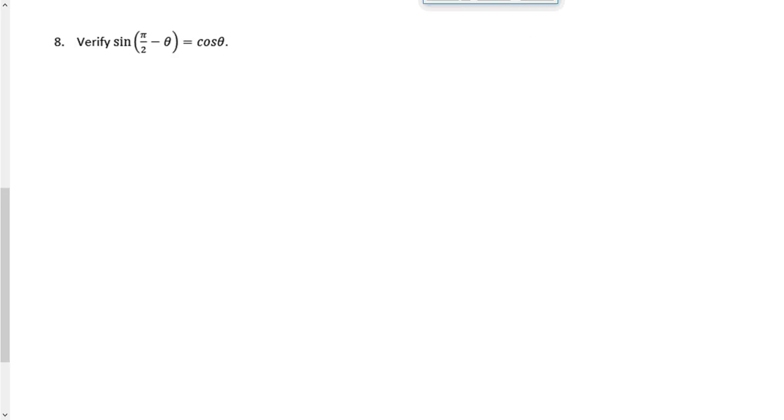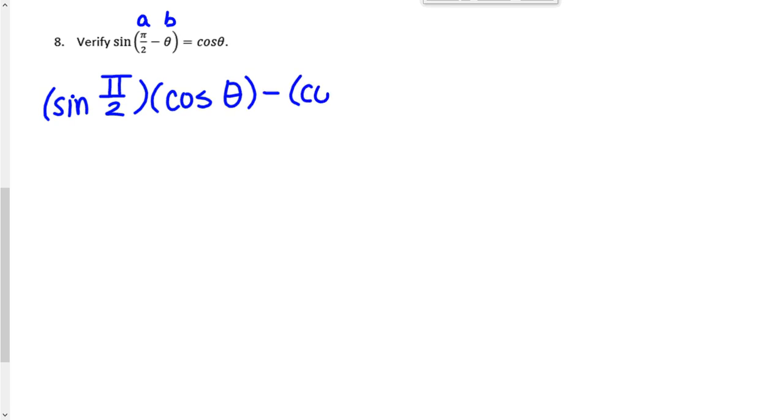Okay, verify that sine of pi over 2 minus theta equals cosine theta. I am working with what? Some difference: sine, cosine, tangent. Difference of what? Difference of sine. So what does that formula look like? Sine A, and we said that A was pi over 2, times cosine B, and B is theta, minus cosine A, and A is pi over 2, times sine B, and B is theta.